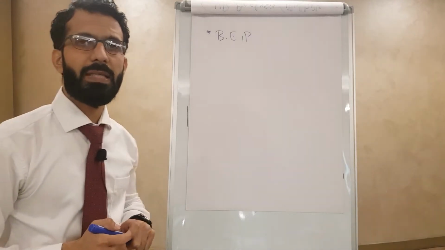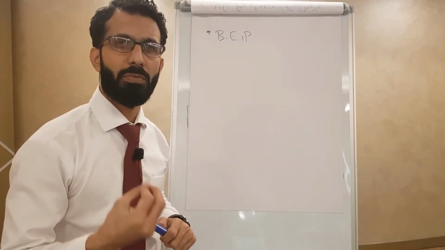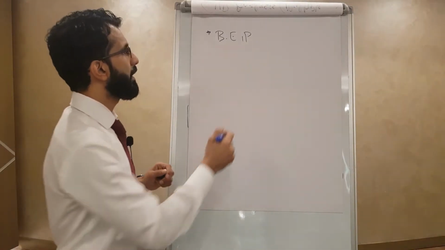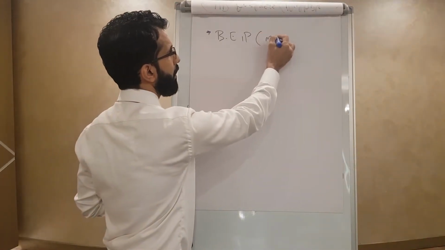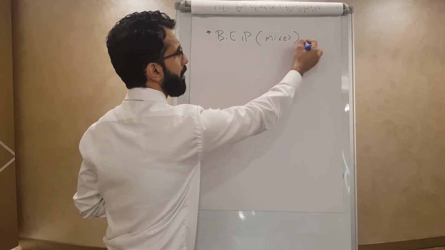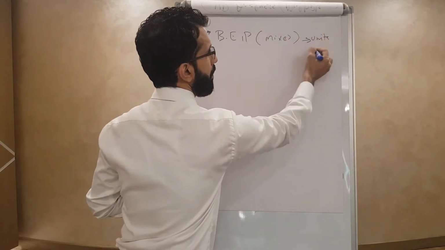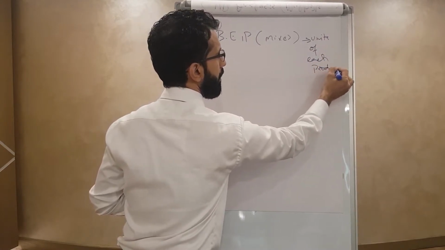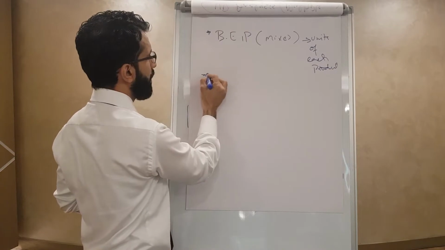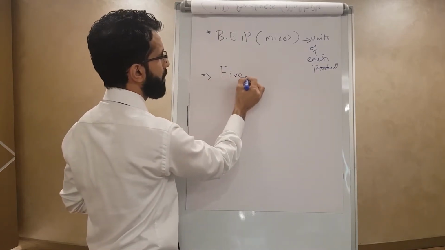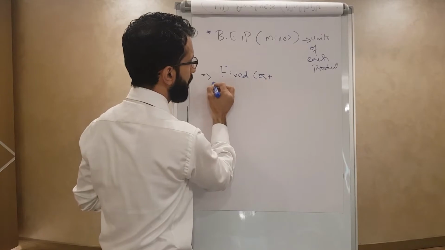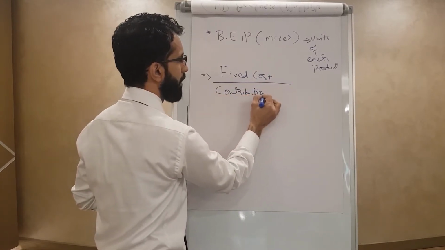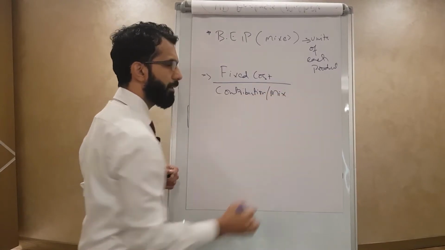Here break-even will be calculated in terms of mixes, because we are assuming that production and sales will take place in a constant mix. So initially we will calculate the break-even point in terms of mixes, which could then be converted into units of each product. The formula which we earlier discussed was total fixed cost divided by contribution per unit; here it will be contribution per mix.